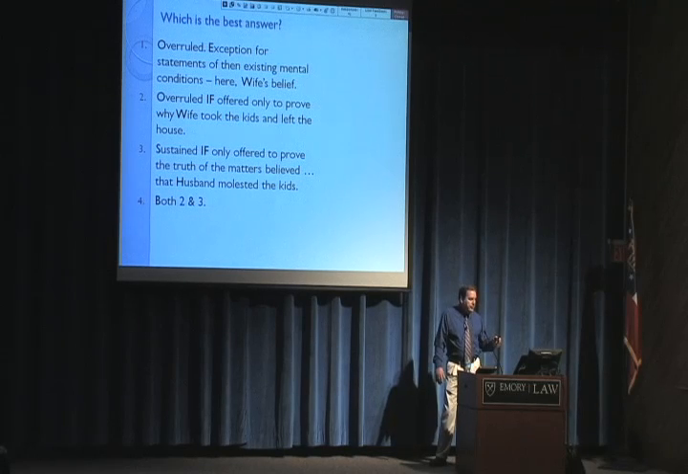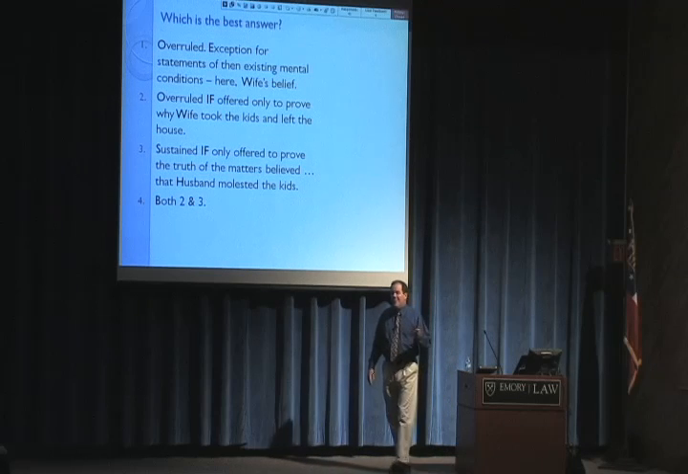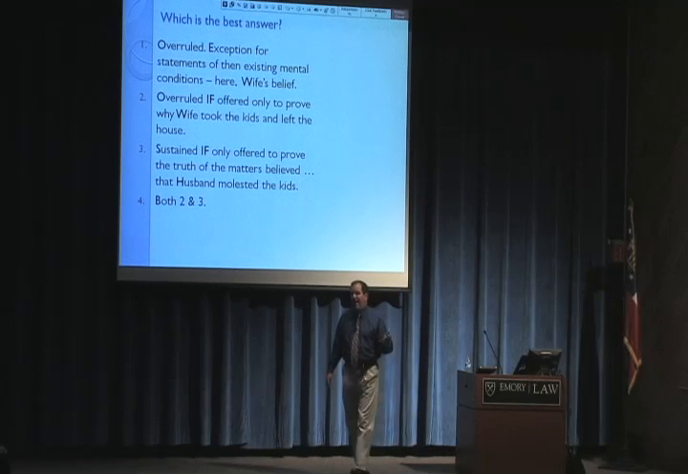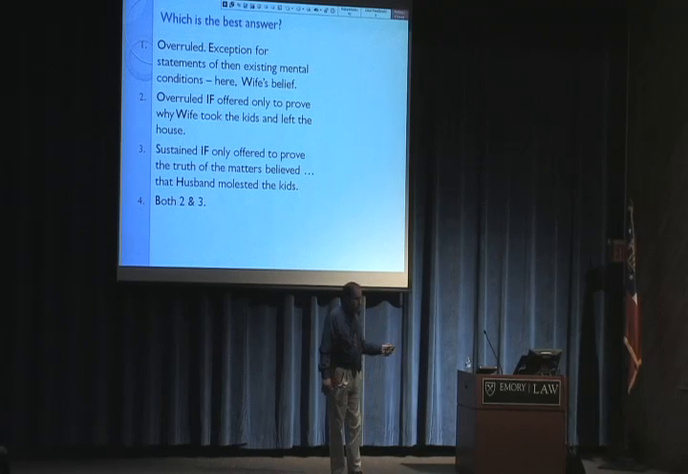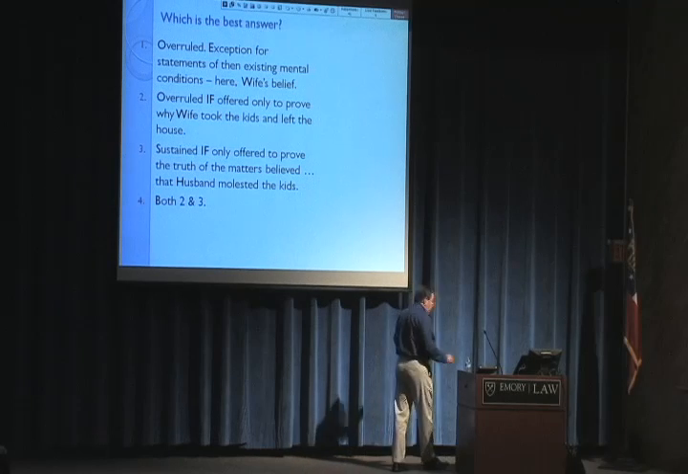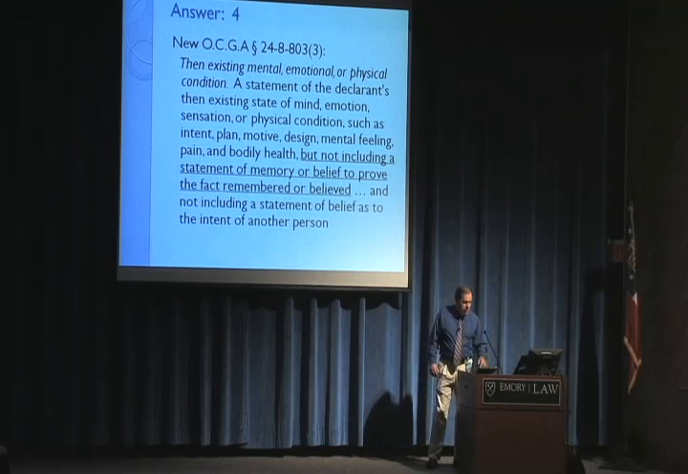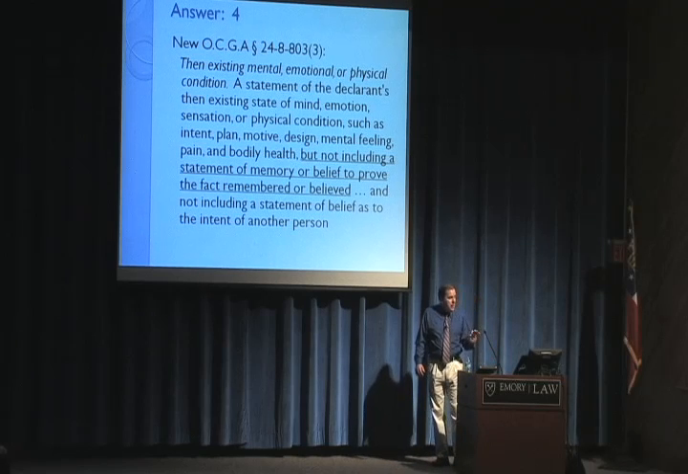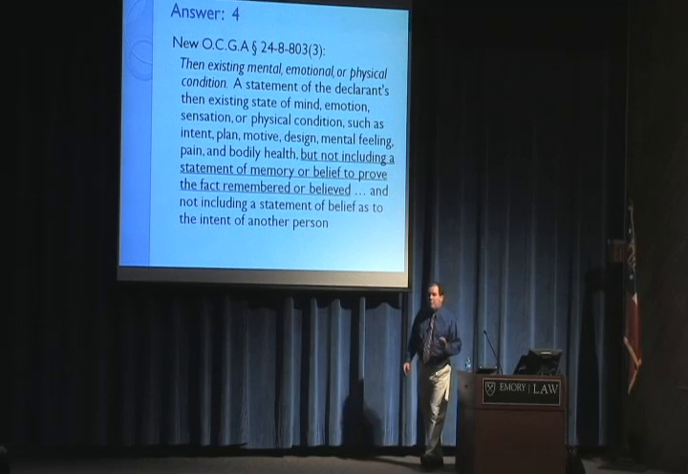If it's only offered to prove why she took the kids and left the house, then her belief doesn't have to be true. She just has to have that belief, and therefore it wouldn't be hearsay. If, on the other hand, it is offered to prove that, in fact, the husband was molesting the kids, then it falls under this qualifying caveat in 8033, which is so important. Not including a statement of memory or belief to prove the fact remembered or believed.